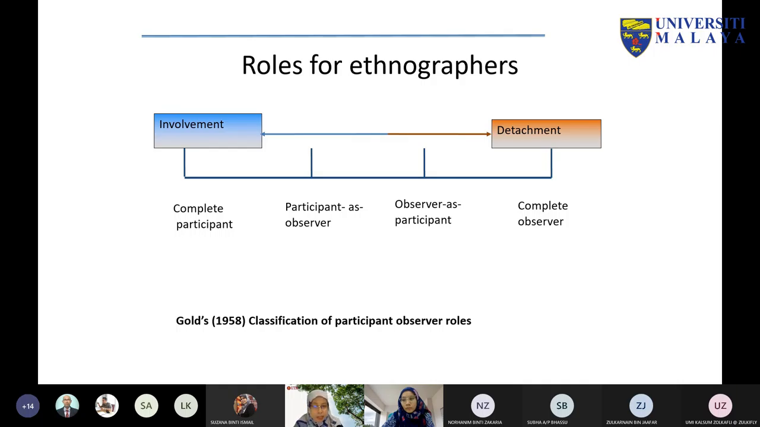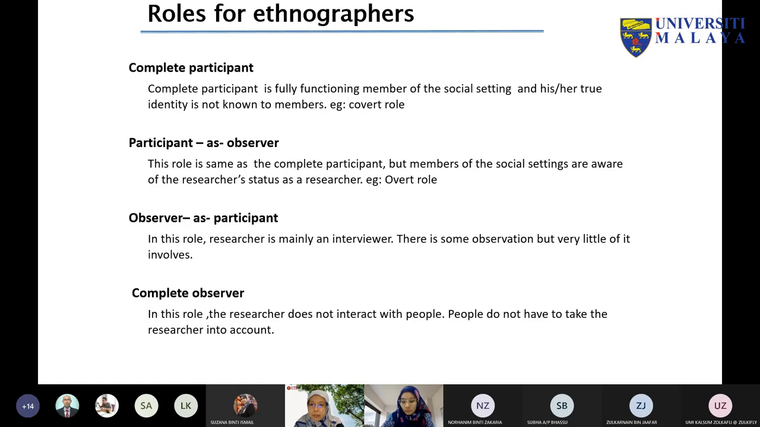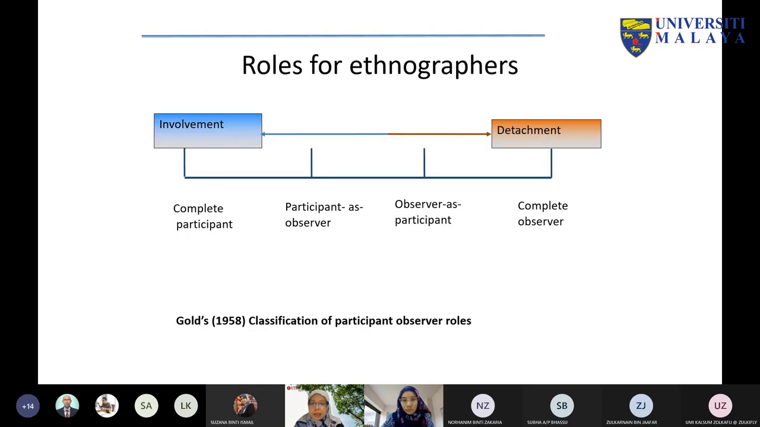The first important thing you need to understand is the daily life of a certain community that you want to study in depth. It's not just going one time to collect data. It doesn't work that way. So the researcher is an ethnographer. What is your role?